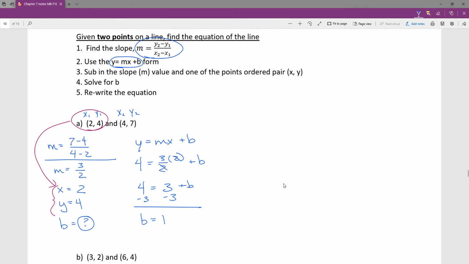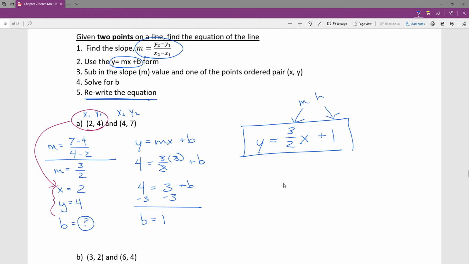So putting this back into the equation of the line, that's what we're trying to do, is coming up with the equation of the line that runs through these 2 points. I'd have y equals 3 halves x plus 1. Remembering that my m and my b are fixed, and I leave the y and the x open for the infinite number of ordered pairs that would actually lie on that line.